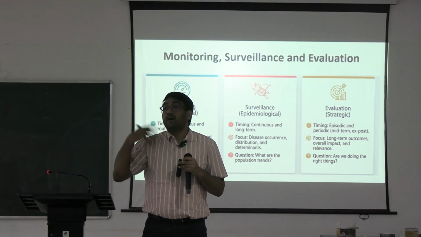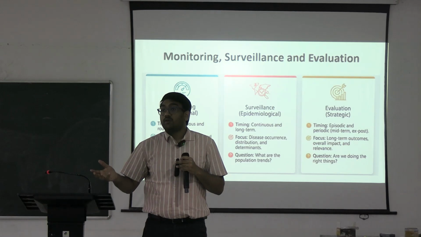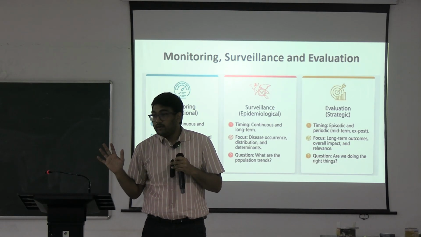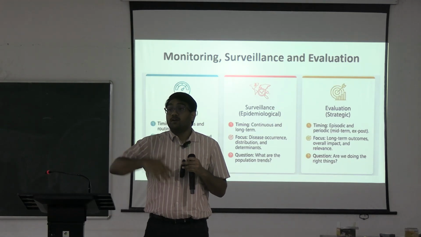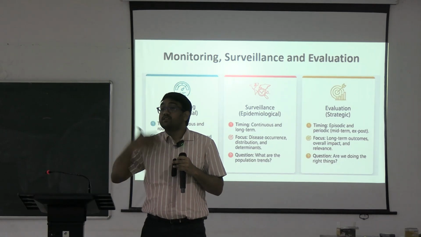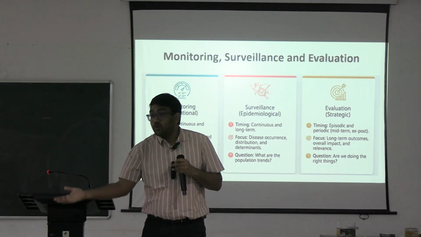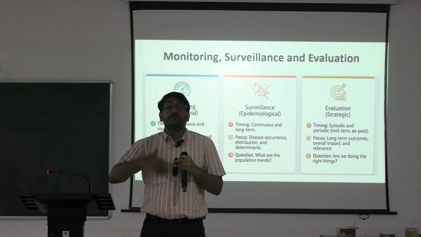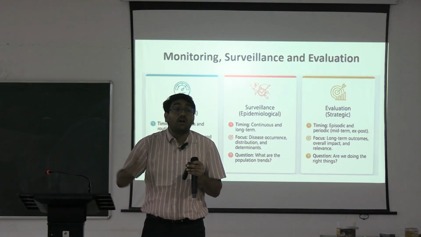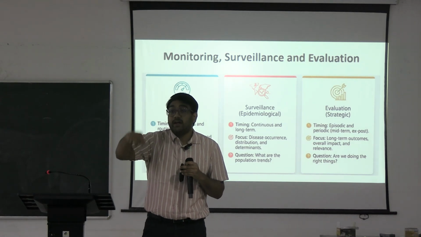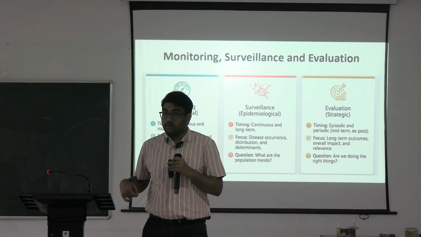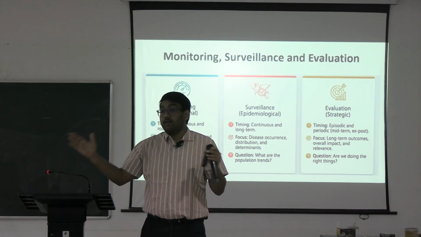Based on the outputs, what will be the outcomes? Outcomes will be reduced infections, reduced morbidity, and finally, what will be the impact? Impact will be better child survival, healthier school going children, reduced child mortalities. So impacts are longer term, outputs are the immediate endpoints, outcomes are the results of achieving those immediate endpoints, and impact is seen over the long term.